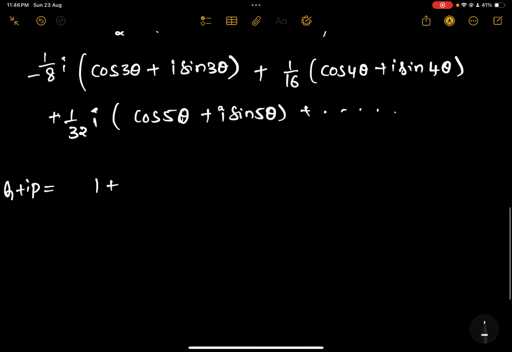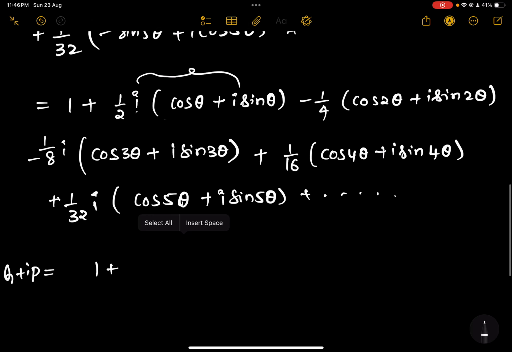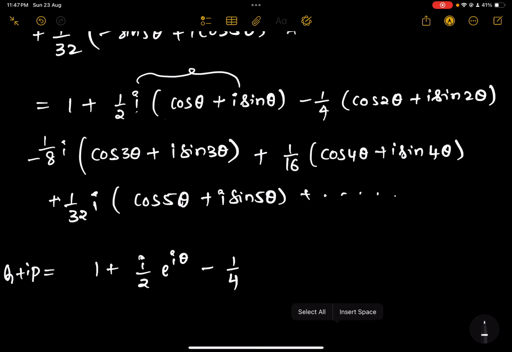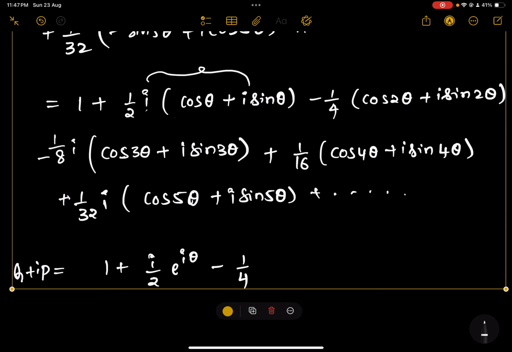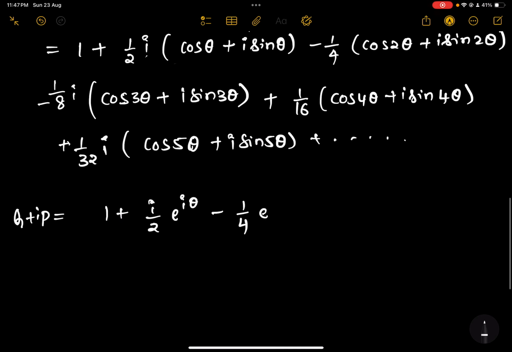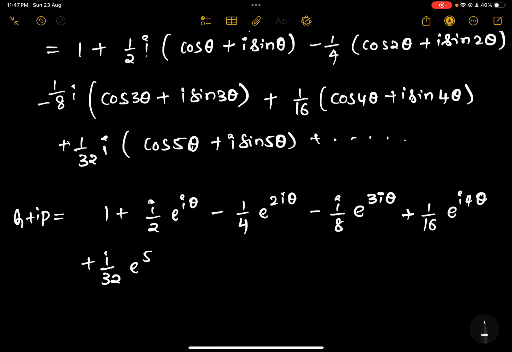q plus ip is equal to 1 plus i upon 2 e to the power i theta minus 1 upon 4 e to the power 2i theta minus i upon 8 e to the power 3i theta plus 1 upon 16 e to the power 4i theta plus i upon 32 e to the power 5i theta plus and so on. So this is what you have.